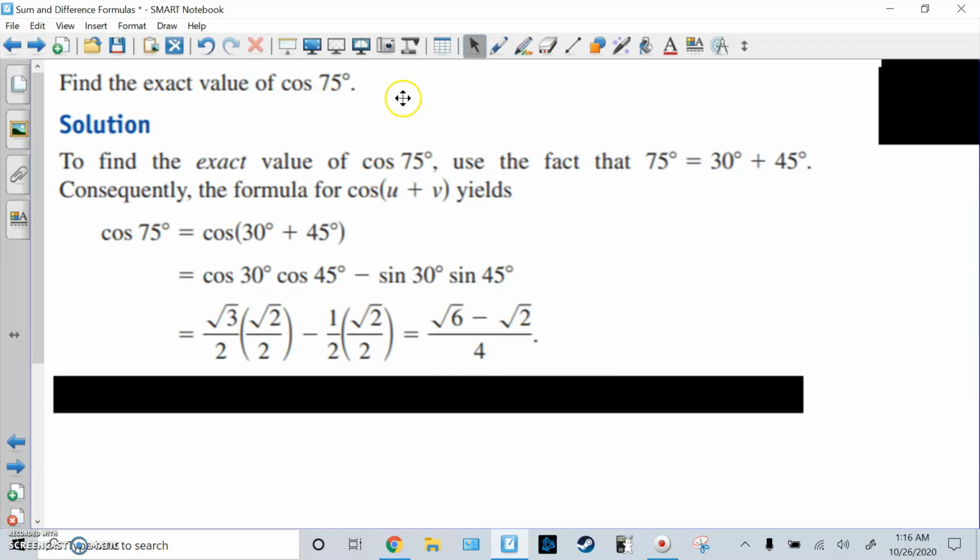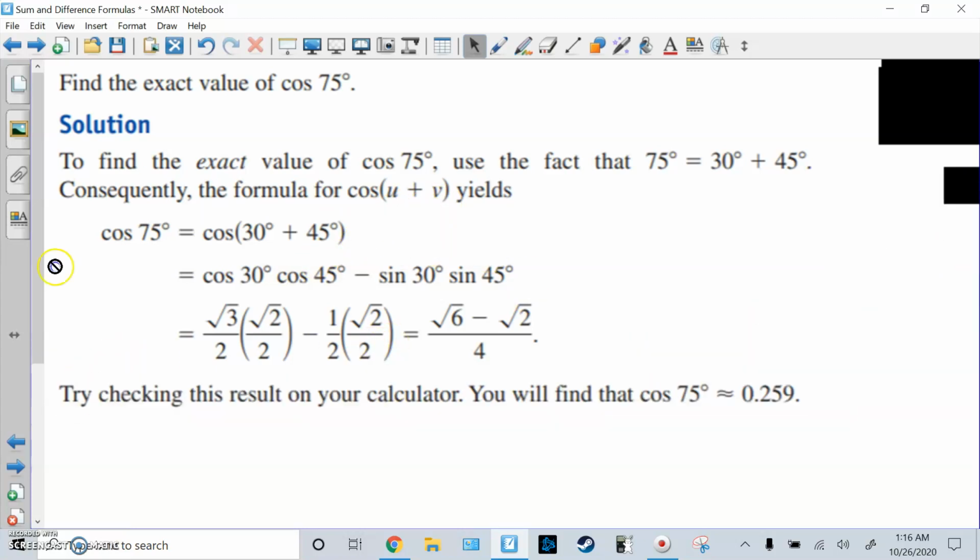You could also have done 120 minus 45. You could have done subtraction. Cosine of 120 minus 45, and then done the formula, and you get the same thing. If we type it in the calculator, you'll see that this number and this number are the same decimal, about 0.259.